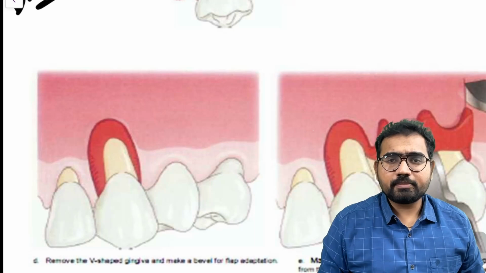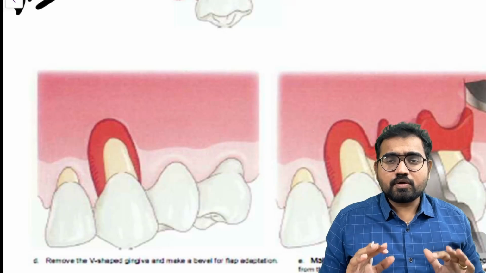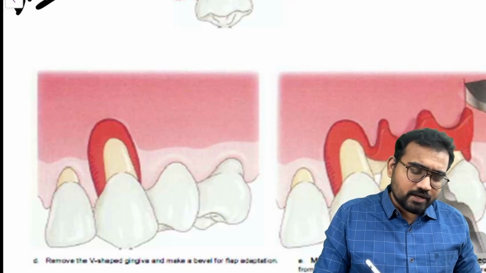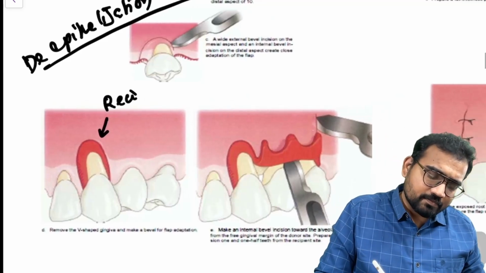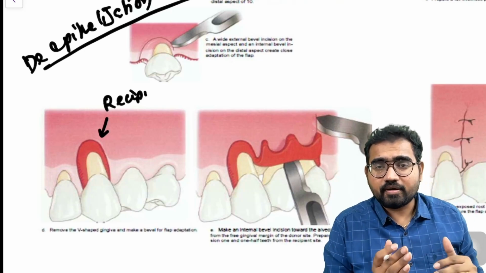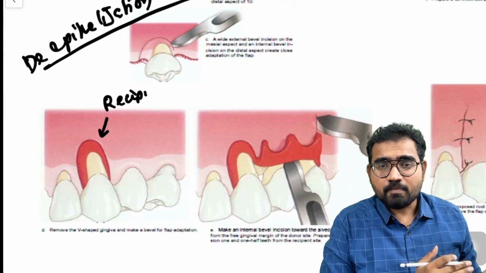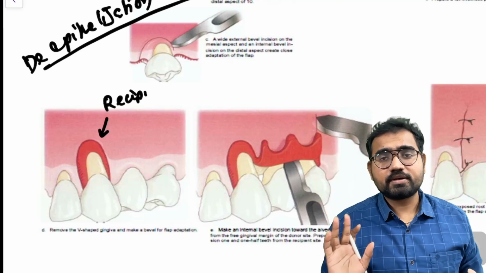So once I remove the epithelium, it will be very red, which is nothing but connective tissue. The site which receives the treatment is called the recipient site, and the site from where the gingiva is pulled is called the donor site. So the recipient site is now ready for receiving the graft.